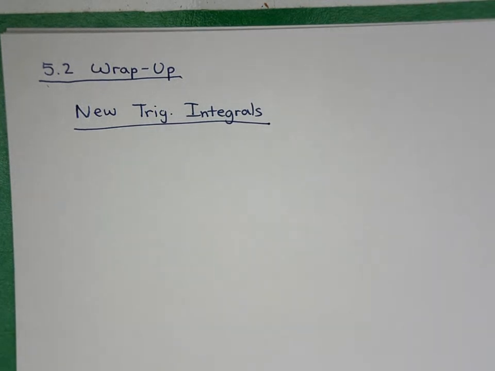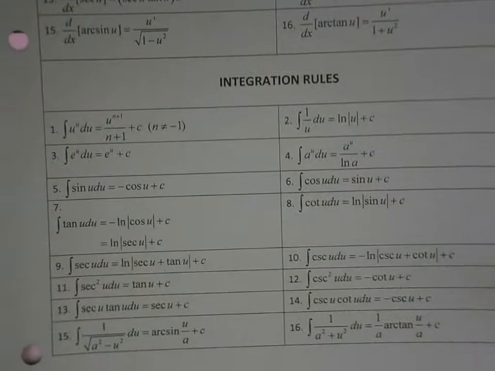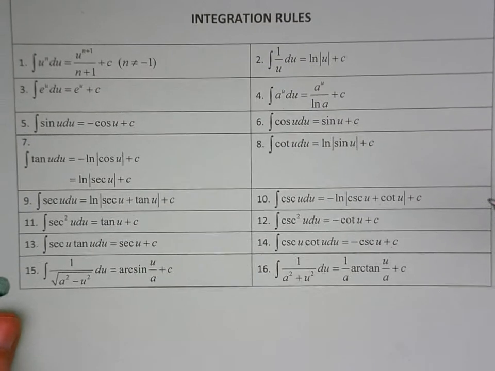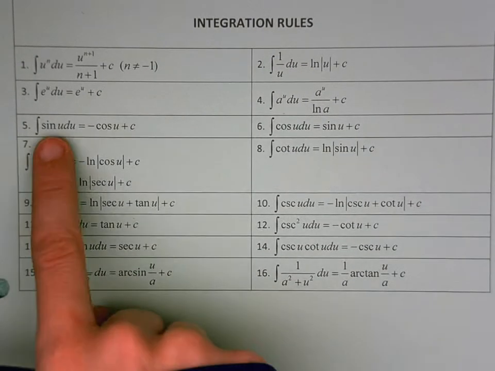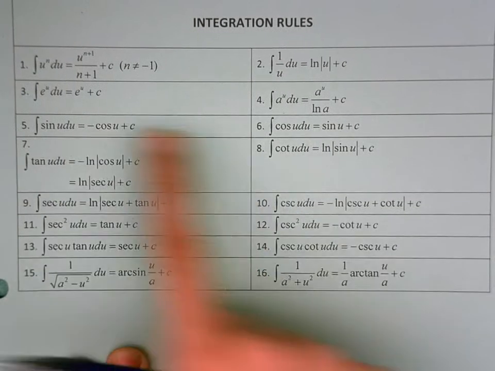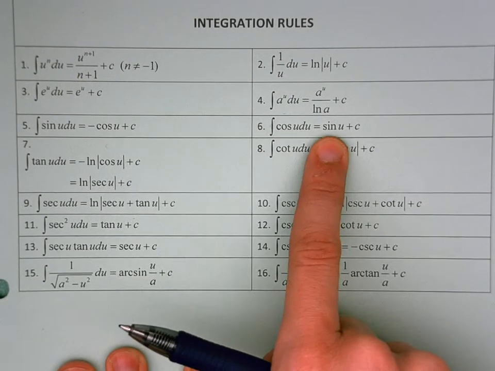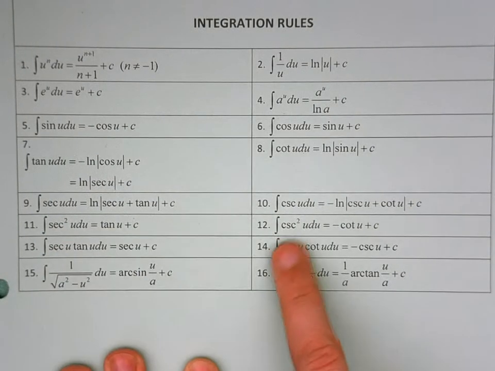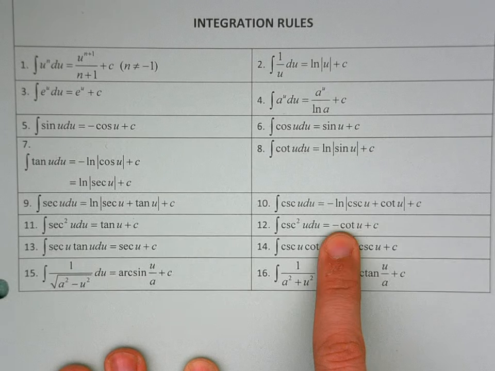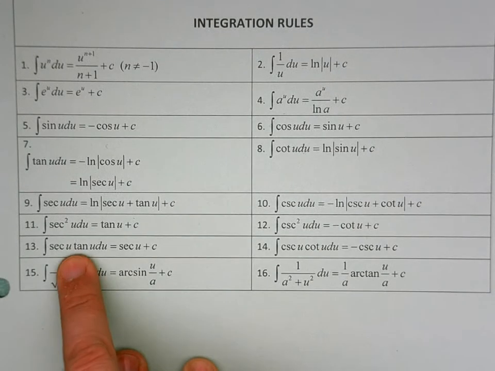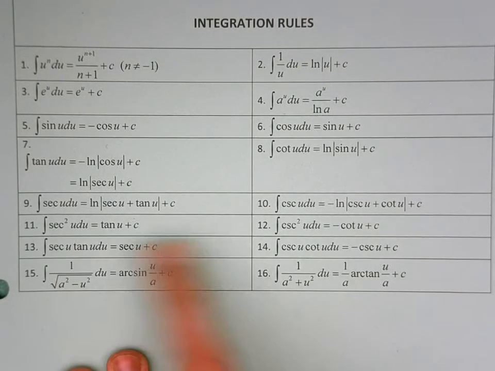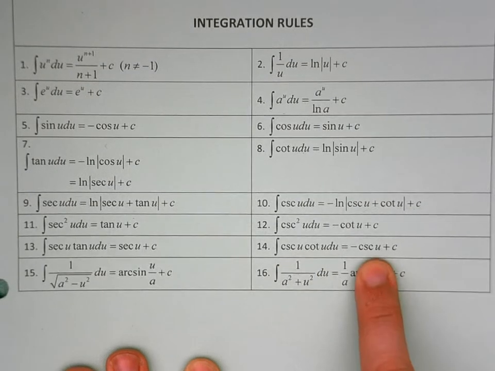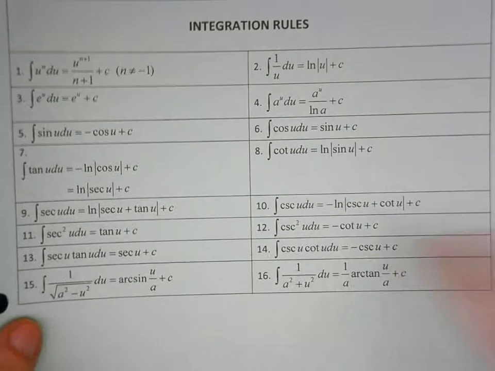Okay, we're going to wrap up 5.2 here, looking at the rest of our trig integrals, some new ones for this semester. Last semester we learned 6 of them. The 6 that we already know are the integral of sine, the integral of cosine, the integral of secant squared, and the integral of cosecant squared, the integral of secant tangent, and the integral of cosecant cotangent.